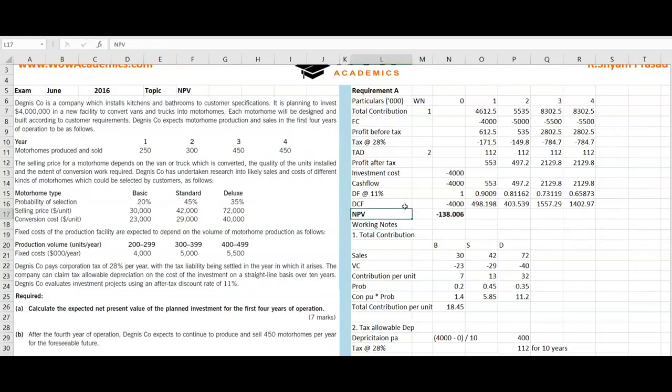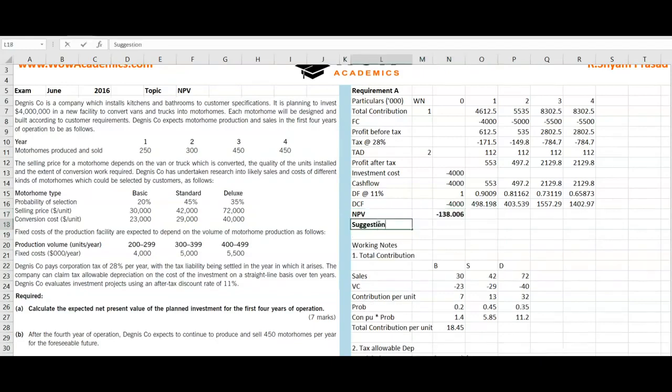It's a negative. So the suggestion would be, as NPV is negative, the project should be rejected. So that's about the suggestion.